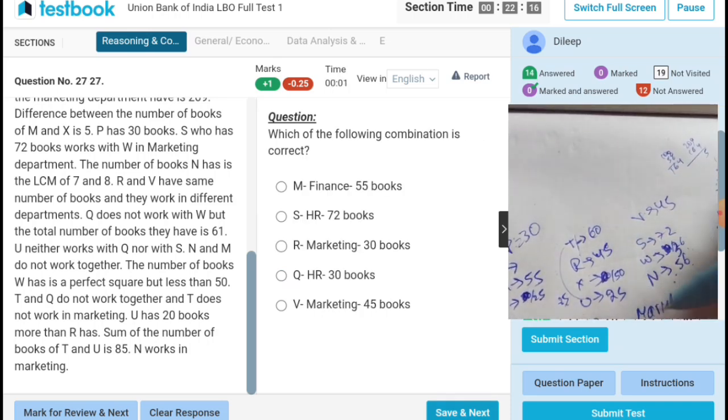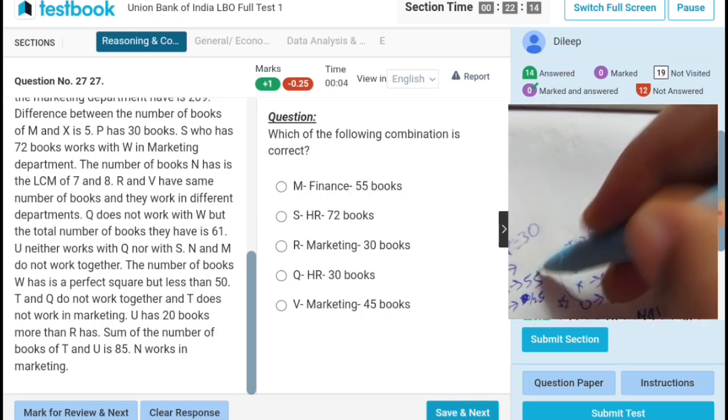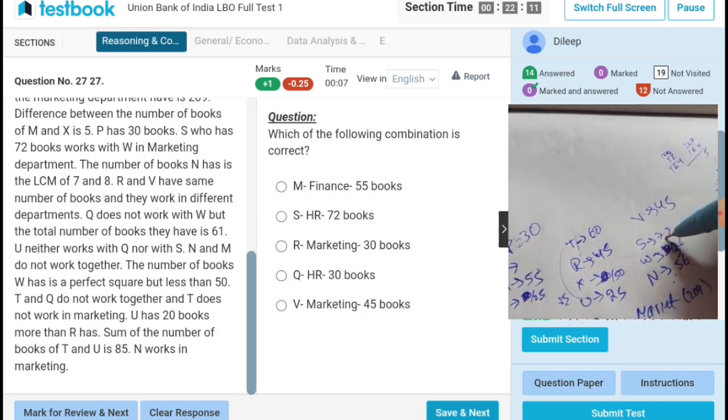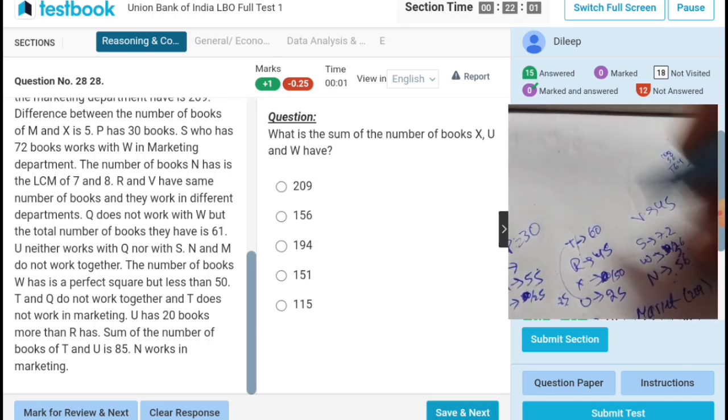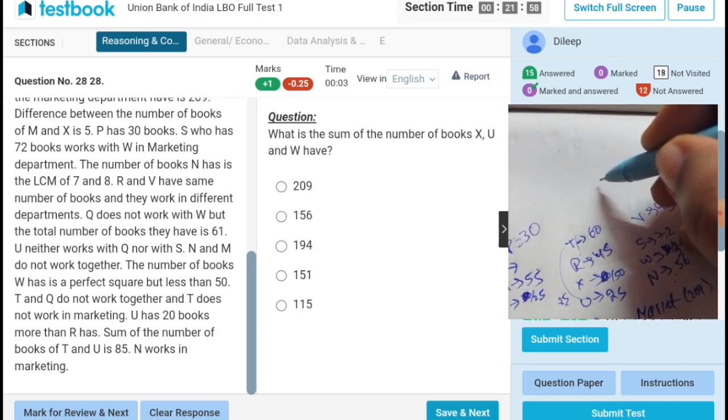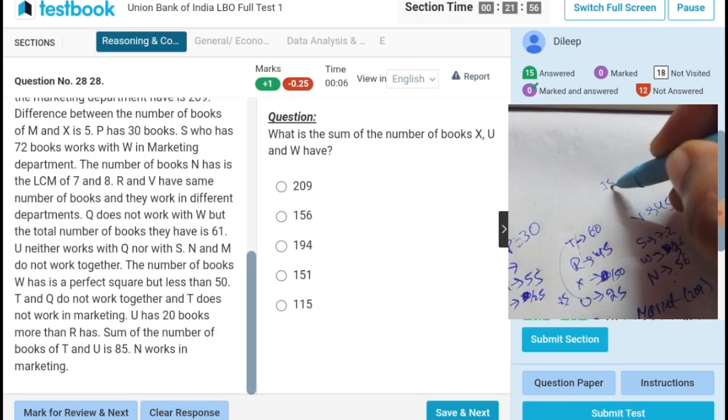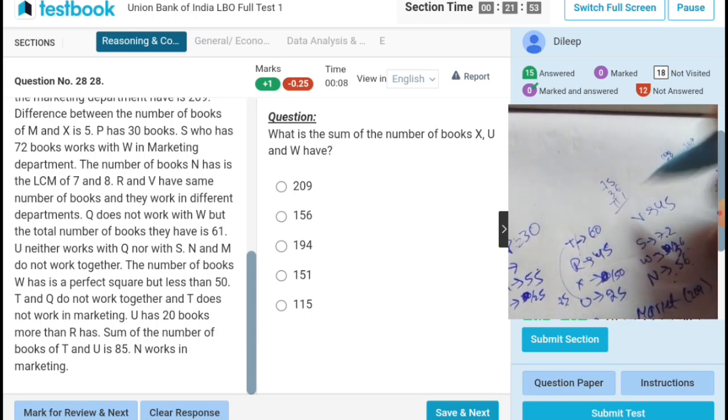Which of the following is correct? M finance, S HR marketing, Q HR, E marketing, T 5. Sum of X and U 75, X, U, W.